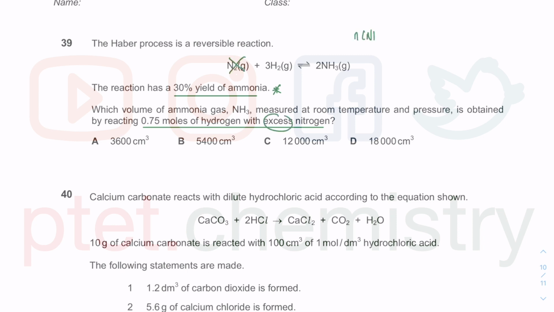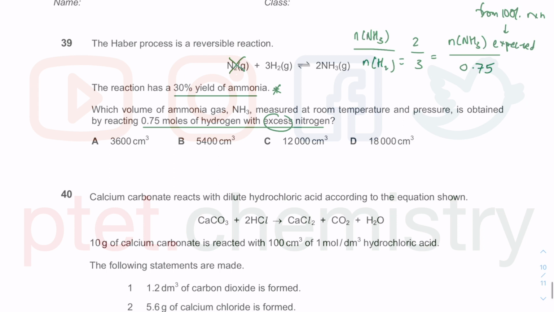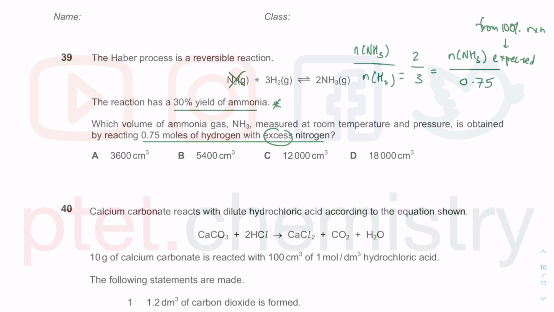So the mole of NH3 is to the mole of H2 as 2 mole of NH3 obtained from 3 mole of H2. Now if I react 0.75 mole of hydrogen, this is what I expect from 100% yield of reaction in this ratio. Anyway, let's work out the NH3 expected at 100%. So bring up the 0.75. So 2 over 3, divide by 3 times 0.75, I get 0.5 mole. Now they want the volume.